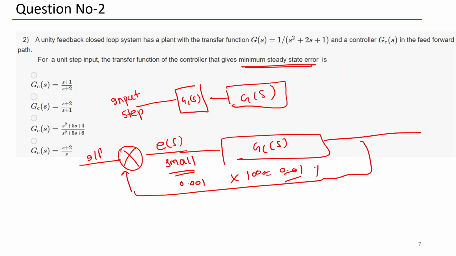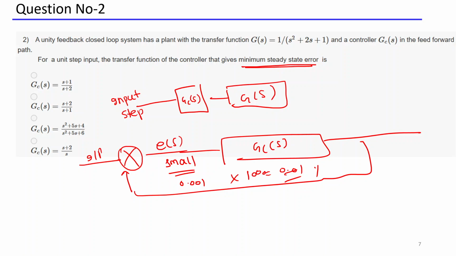The other two terms, derivative and integral, help you minimize the error. The derivative term reduces your overshoot and gives a better transient response, and the integral controller is used to reduce the steady state error. It doesn't deal with the transient response. So in this question, the question is telling you that you need a minimum steady state error.